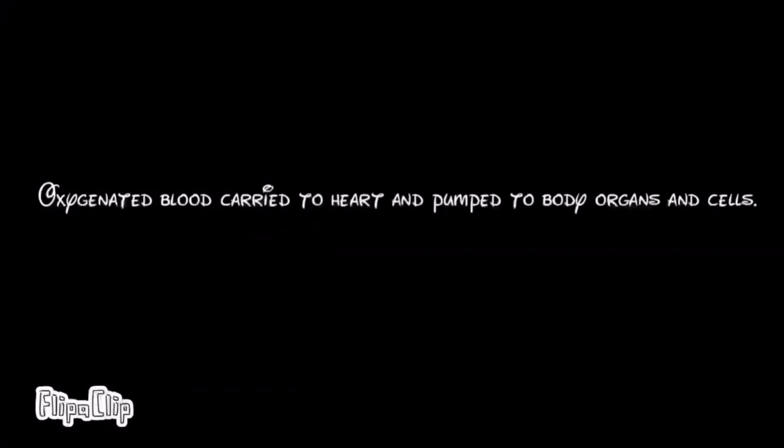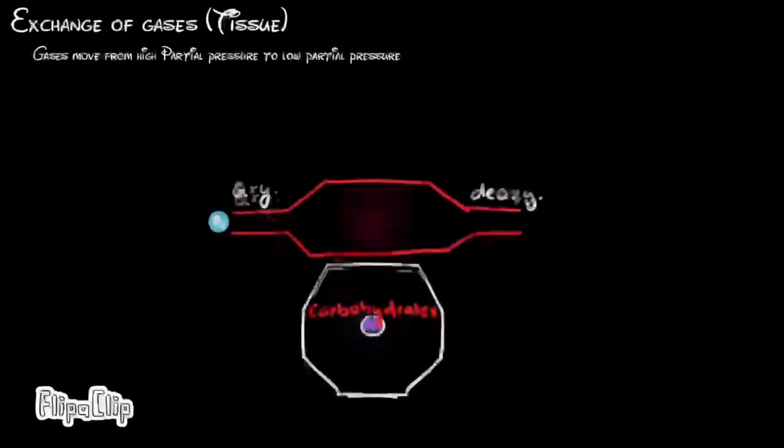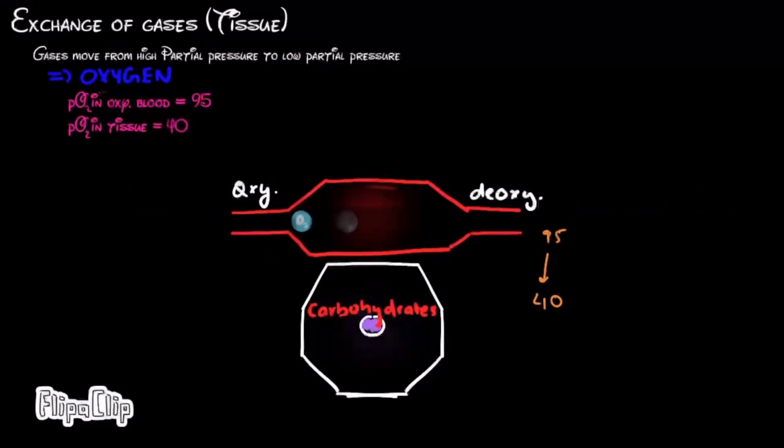This oxygenated blood is then carried to the heart and pumped to the body, organs, and cells. Oxygen diffuses into the cell from a partial pressure of 95 to 40, hence deoxygenating the blood vessel. This O2 is then used for oxidation of food in the cell and carbon dioxide production.